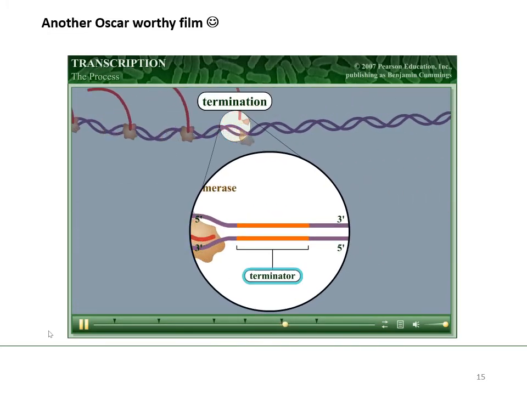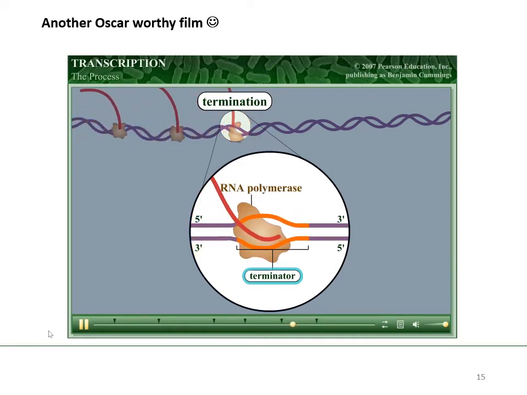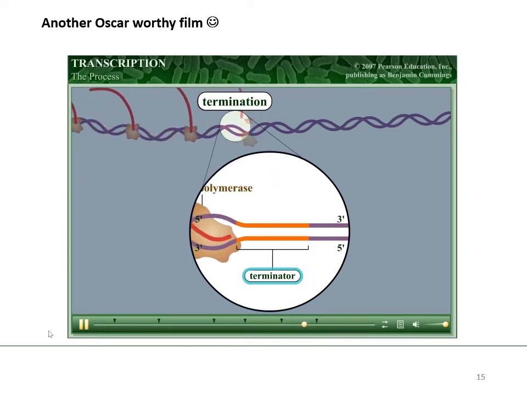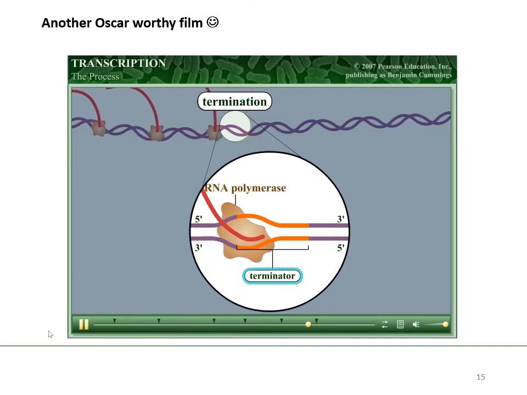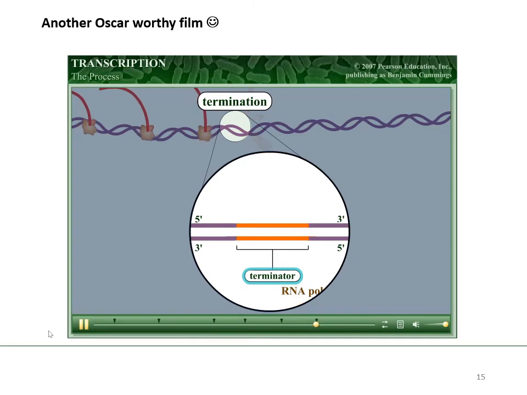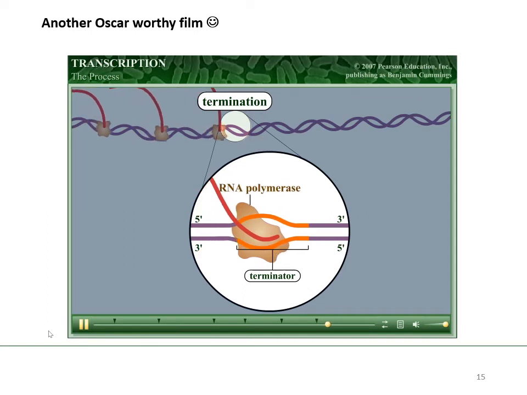Elongation continues until RNA polymerase reaches a site on the DNA called a terminator. At this site, RNA polymerase and the newly synthesized RNA transcript are released from the DNA. Termination can occur through two mechanisms: self-termination and enzyme-dependent termination.